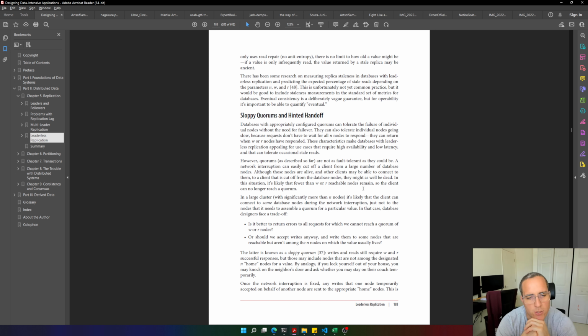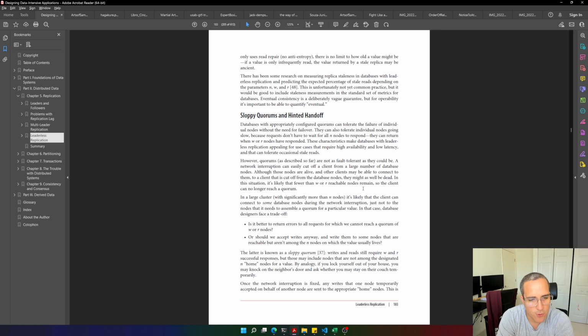Is it better to return errors to all requests for which we cannot reach a quorum of w or r nodes? Or should we accept writes anyway and write them to some nodes that are reachable but are not among the n nodes on which the value usually lives? The latter is known as a sloppy quorum. Writes and reads still require w and r successful responses, but those may include nodes that are not among the designated n home nodes for a value.